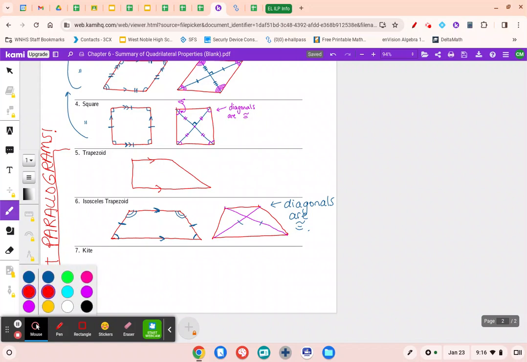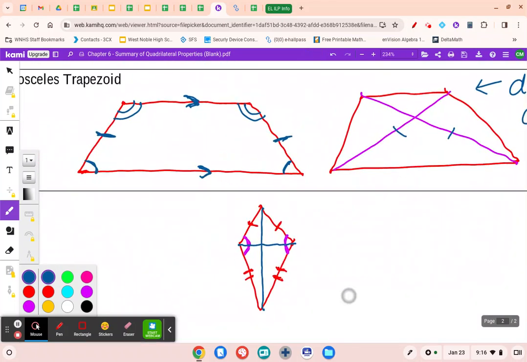All right, and we have one more shape. We have kites. It looks like a kite that you would fly. We know that a kite has to have a pair of consecutive congruent sides. Where those sides come together, we have a pair of congruent angles. And then the last thing we know is that the diagonals cross at 90 degrees. And that's everything we know about all of these four-sided shapes.